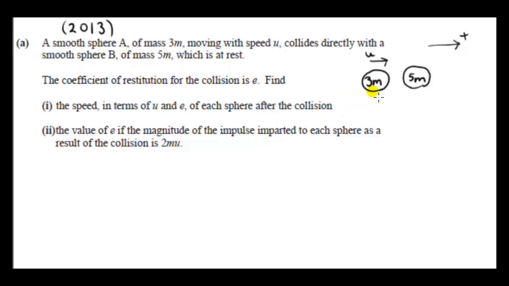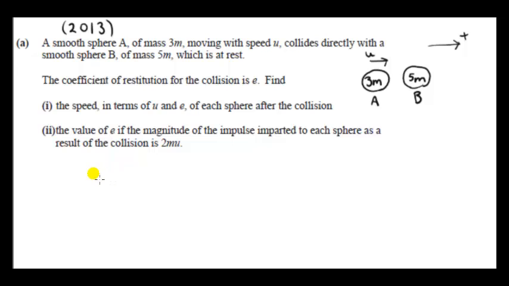A smooth sphere A of mass 3m moving with speed u collides directly with a smooth sphere B of mass 5m which is at rest. The coefficient of restitution for the collision is e. We want to find the speed in terms of u and e of each sphere after the collision. So I assume that there's no external forces acting on these spheres, or if there is, the resultant external force on each sphere is 0.